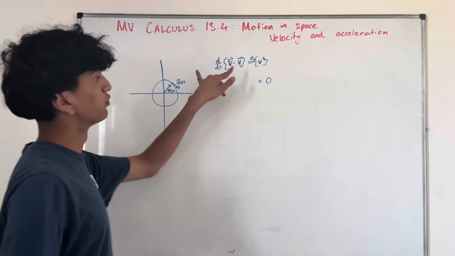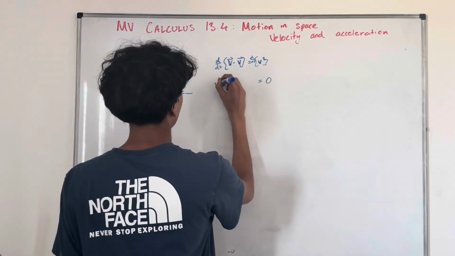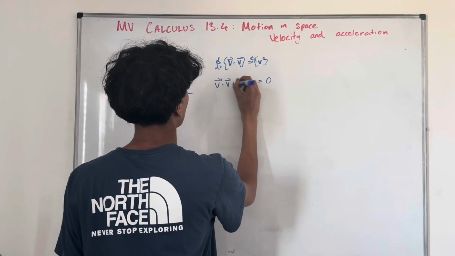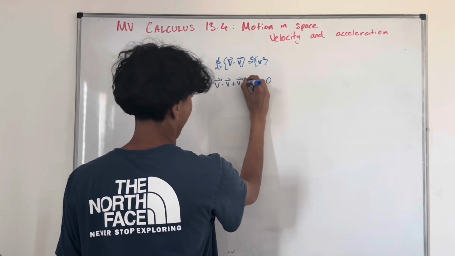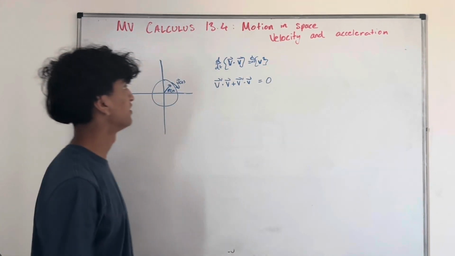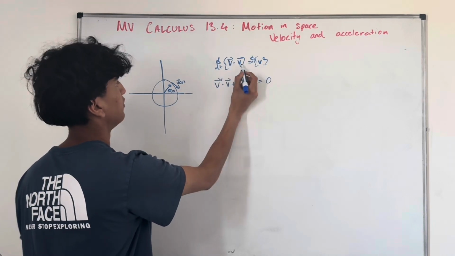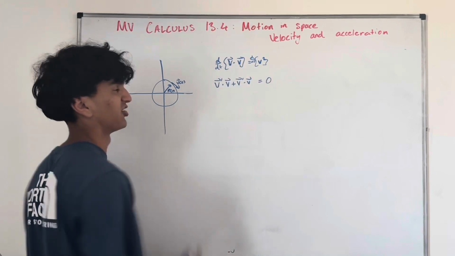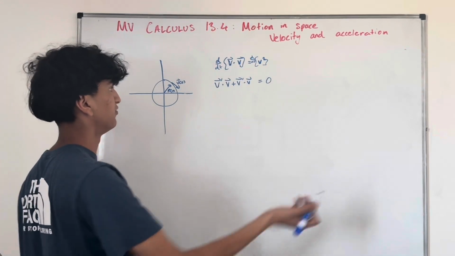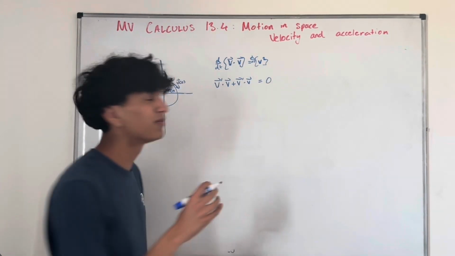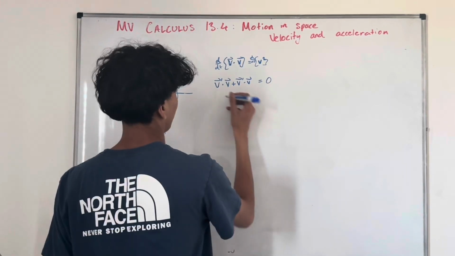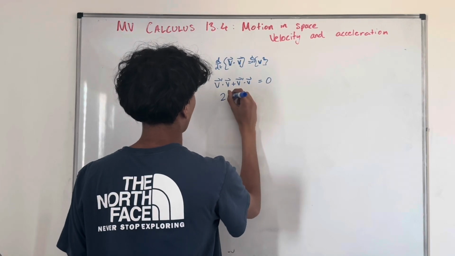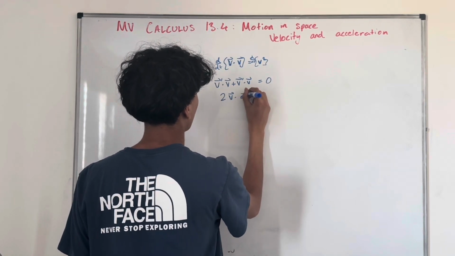So now we just do the product rule here. I get v prime dot v plus v prime dot v, right? Because I'm taking the derivative of this times this function plus the derivative of this times this function. Well, it's the same function, so I just end up getting v prime dot v plus v prime dot v. What is v prime? That's just the acceleration, right? The rate at which velocity changes. So I end up getting 2 times v dot a equals 0.